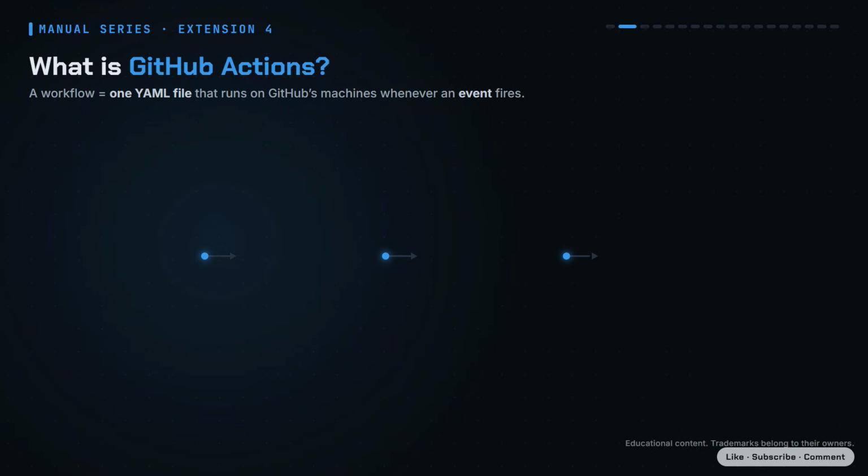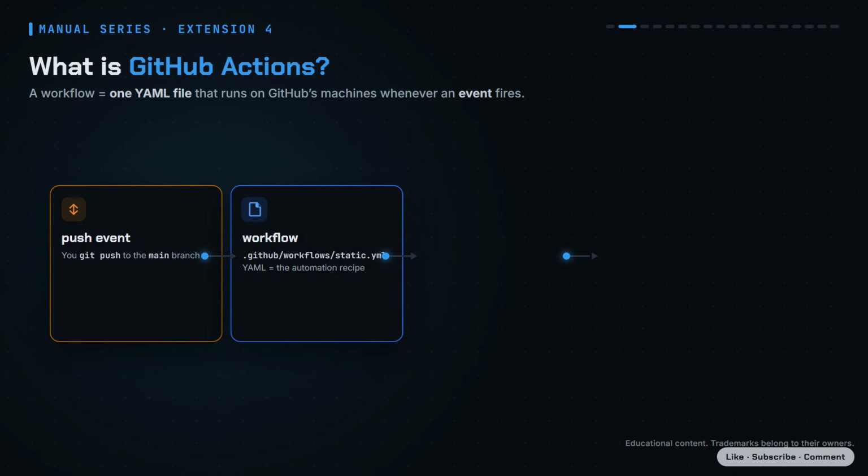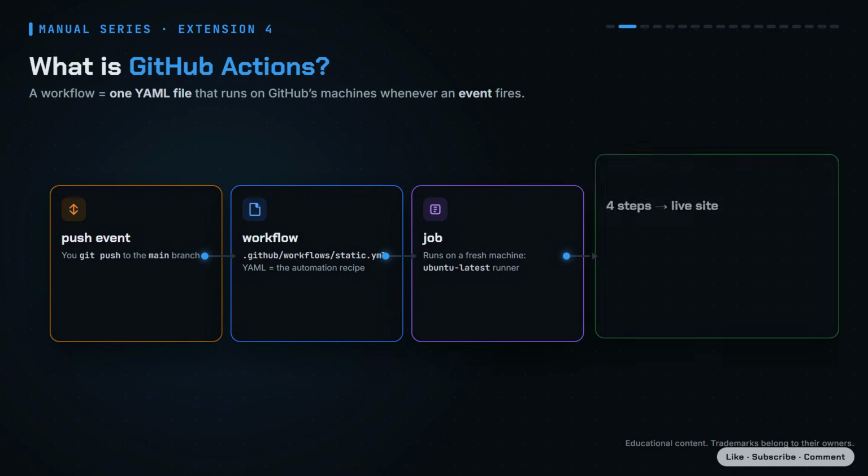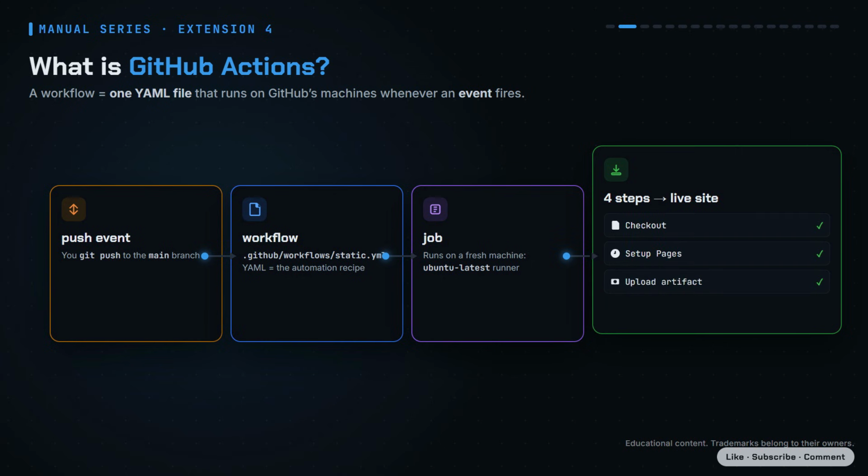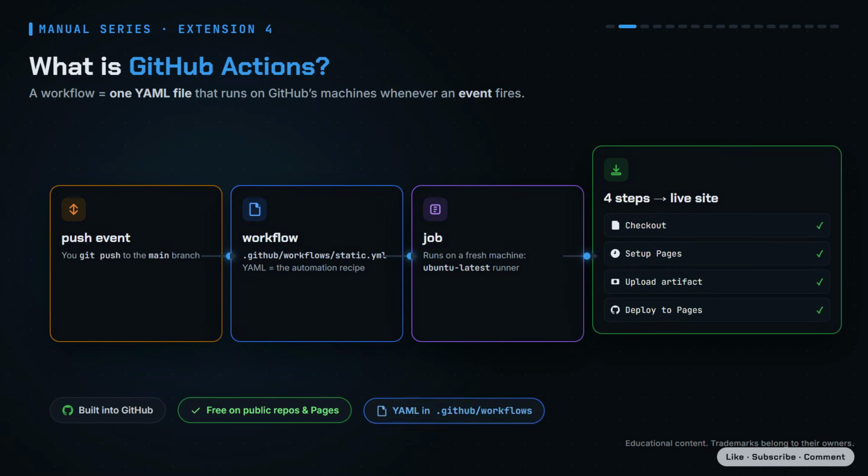GitHub Actions is a continuous integration and delivery platform built into GitHub. It runs a workflow, a YAML file inside a folder called .github/workflows, on GitHub's own machines every time an event happens. An event can be a push, a pull request, or even a schedule. The workflow is made of jobs. Each job has steps, and each step either runs a command or reuses a ready-made action. For you today, the event is a push, and the job has 4 steps that build and deploy your site.